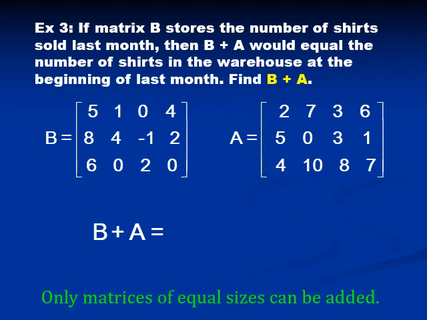If matrix B stores the number of shirts sold last month, and remember A was the number in the warehouse currently, then B plus A would equal the number of t-shirts in the warehouse at the beginning of last month. So find B plus A. It's pretty intuitive. In order to add these matrices, they have to be the same size, so they have to have the same number of rows and the same number of columns. These are both 3 by 4s, so we can add them up. All we do is add up corresponding elements. So go ahead and do that.